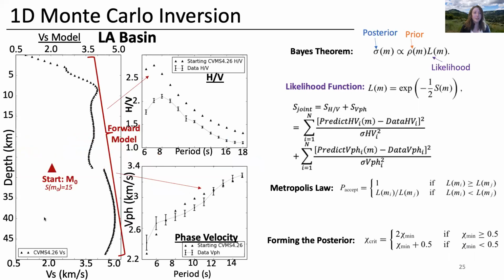Reminder that we have our shear velocity versus depth on the left, and our H over V as period versus H over V, and phase velocity as period versus phase velocity. So model on the left, data sets on the right. We repeatedly walk through our model space and test different models, and at the end we keep all models that roughly fit our data equally well.